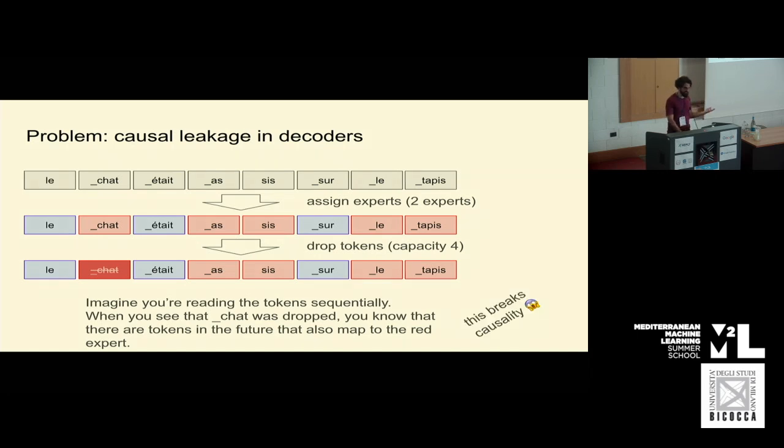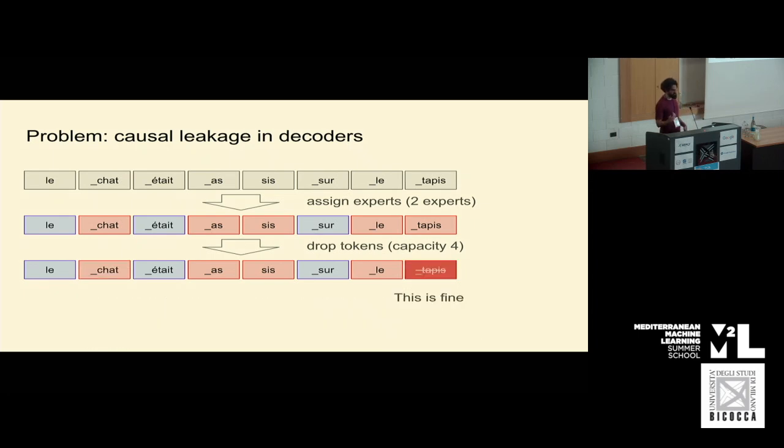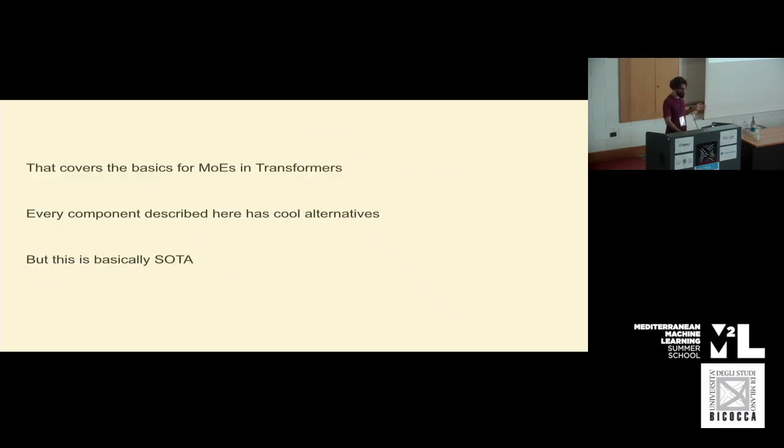which breaks causality, right? If you drop the last token instead, it's fine, because you're still doing things causally, and you're still doing things causally if you drop any tokens from the end to the beginning. So you need to be careful about that when you're dropping tokens. And I should say that most routing strategies are not completely causal, and they break causality at some point. But if you break it slightly, it tends to be okay. I'm going to talk a bit about that soon.